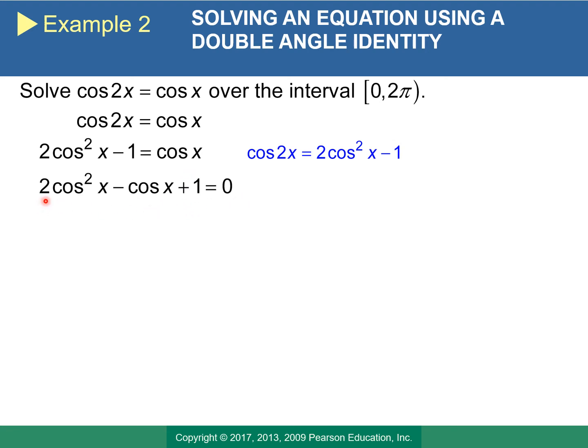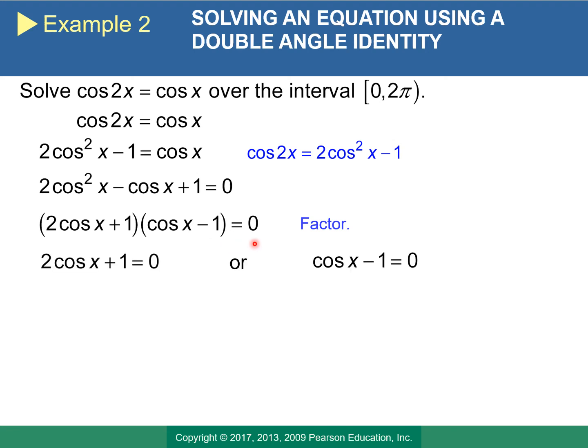So see if you can. Think of this as y if it helps. This is like 2y squared minus y plus 1 equals 0. And so this one does factor. This would be like 2y plus 1 times y minus 1. Okay, so we have two factors that multiply to equal 0. So we set each factor to 0. So 2 cosine x plus 1 is 0, or cosine x minus 1 is 0.